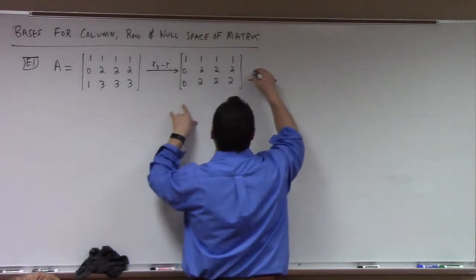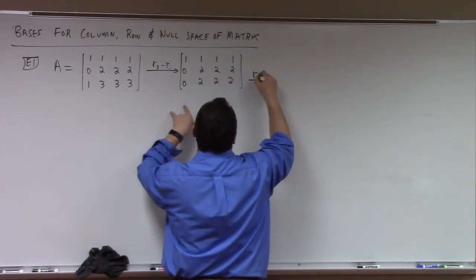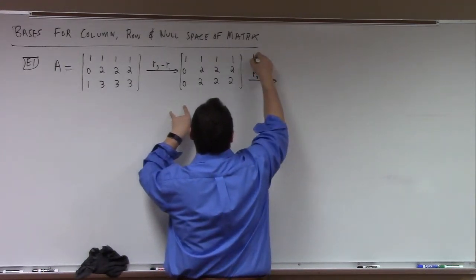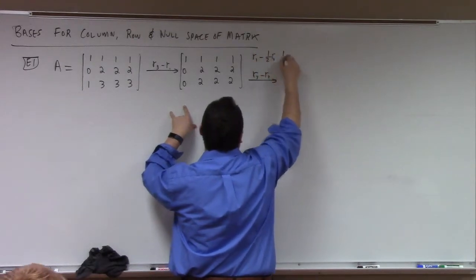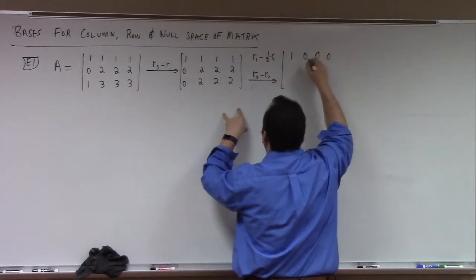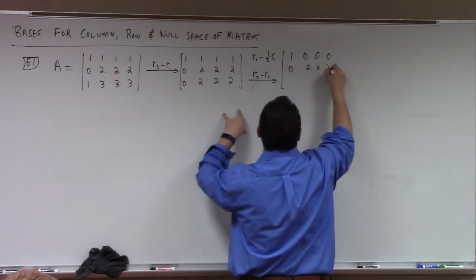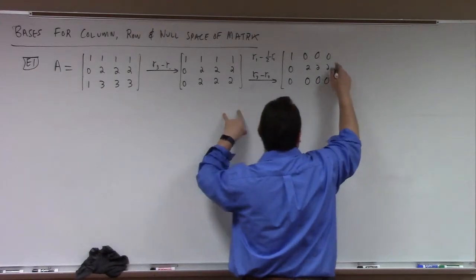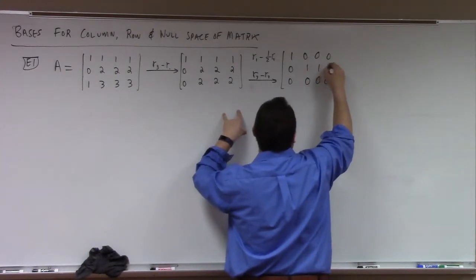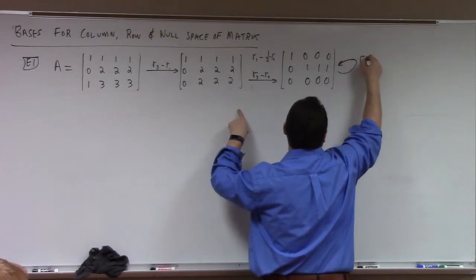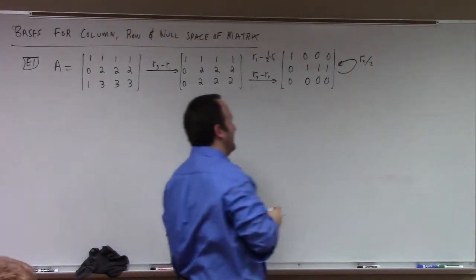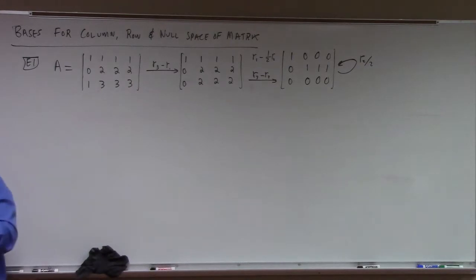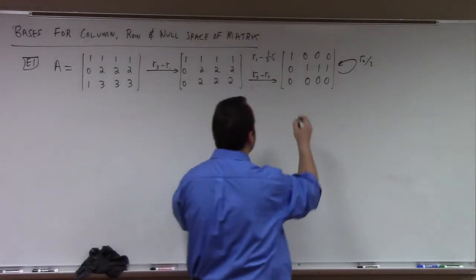Let's see here. Row 3 minus row 2 and row 1 minus 1/2 row 2. And if you don't mind, I will retroactively do a row 2 over 2, if you'll allow me. Okay. So there you go. That's the reduced row echelon form of A.